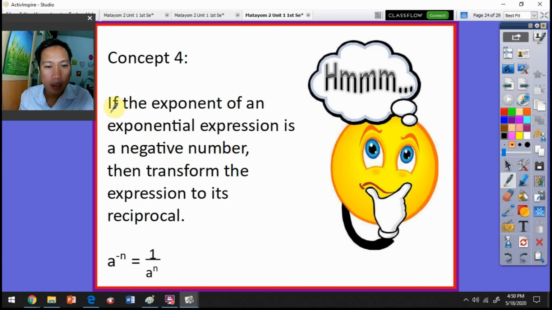Any number, except, of course, 0. Number 4, if the exponent of an exponential expression is a negative number, for example, this one, then transform the expression to its reciprocal. All right, you have to flip the expression.